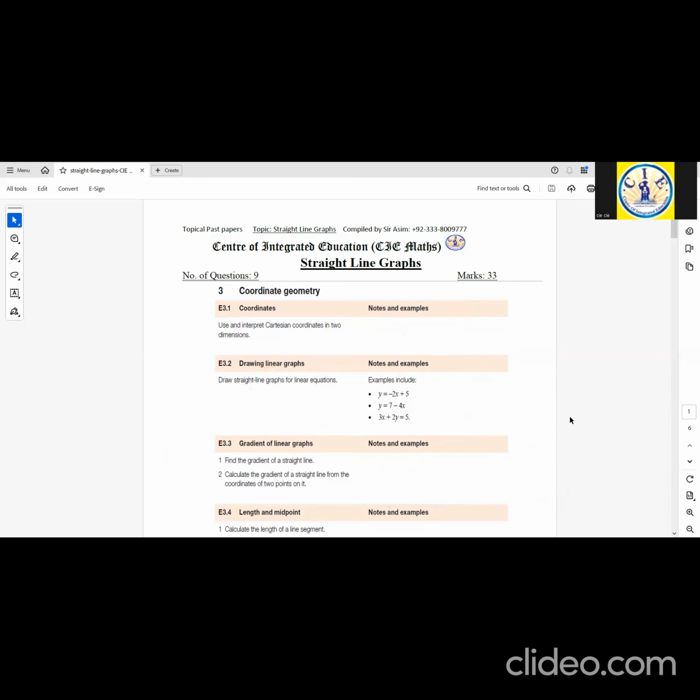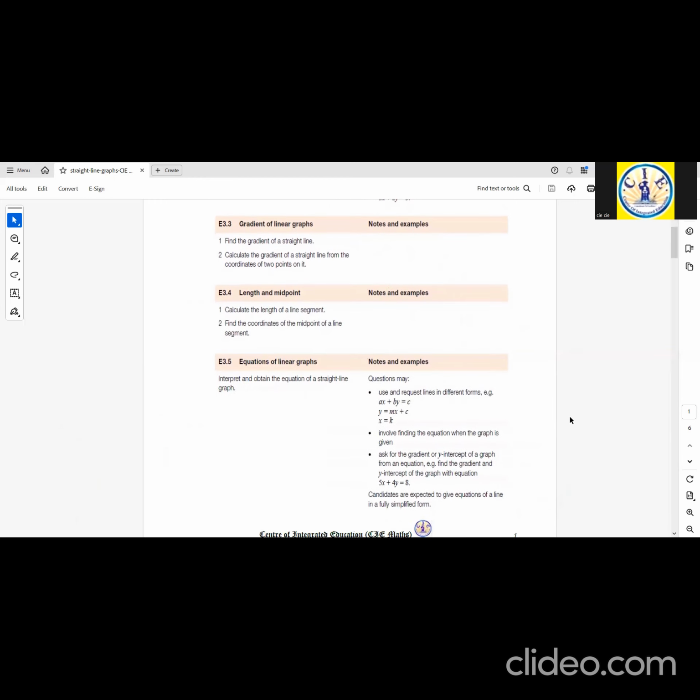Then gradient of linear graphs. Find the gradient of a straight line. A gradient can be found out in different ways given the points, given the graph, or given the equation.